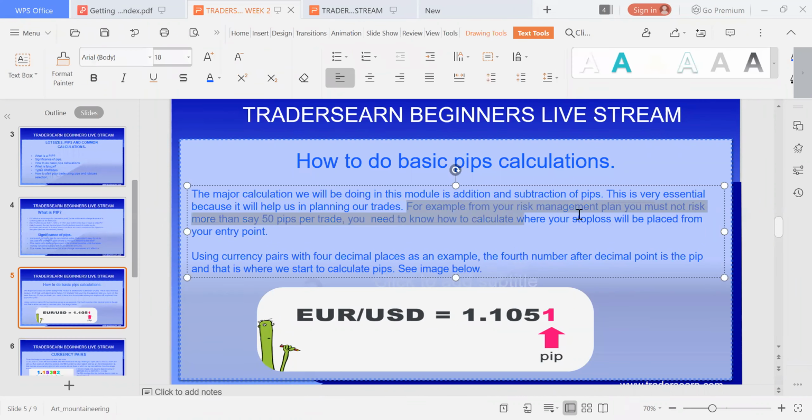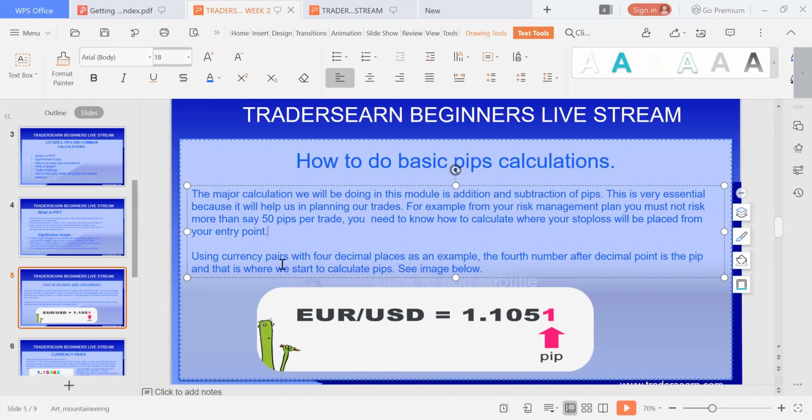Now, for example, from your risk management plan, you must not risk more than 50 pips per trade. That means in your trade plan, per trade, you don't want to be losing more than 50 pips. If you do your analysis and you place a trade and it's going against you by 50 pips, you want to leave that trade. So you need to know how to calculate pips and know where you put your stop loss from your entry point.